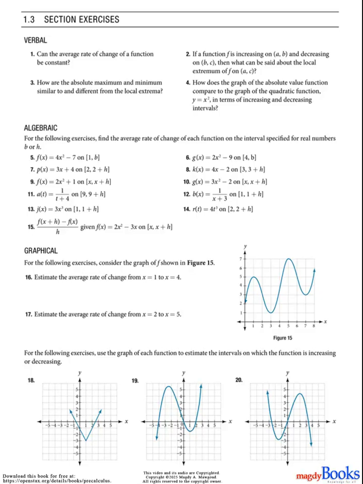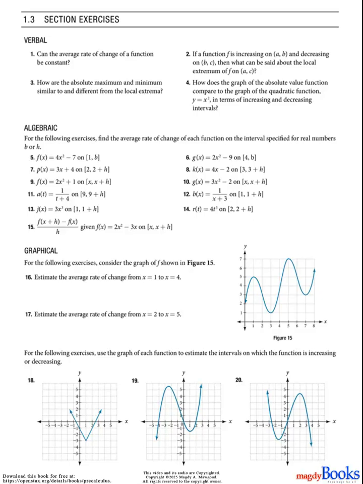8. k of x equals 4x minus 2 on [3, 3 plus h]. 9. f of x equals 2x squared plus 1 on [x, x plus h]. 10. g of x equals 3x squared minus 2 on [x, x plus h].